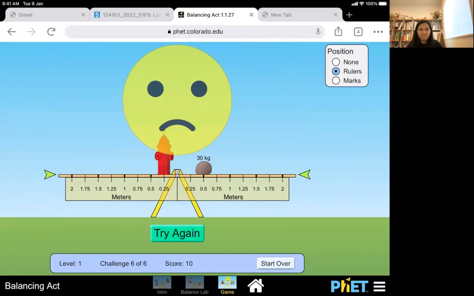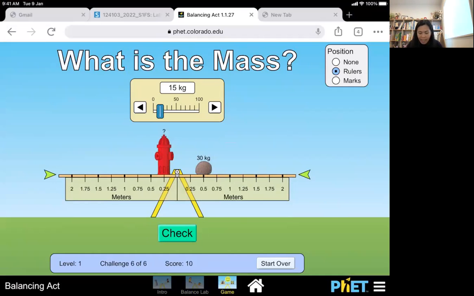Oh, it's not 15 kilograms. Okay, so 15 kilograms is half of the 30 kilogram, right? And then there's a doubled answer, so 60 kilograms. Okay, let's try 60 kilograms.